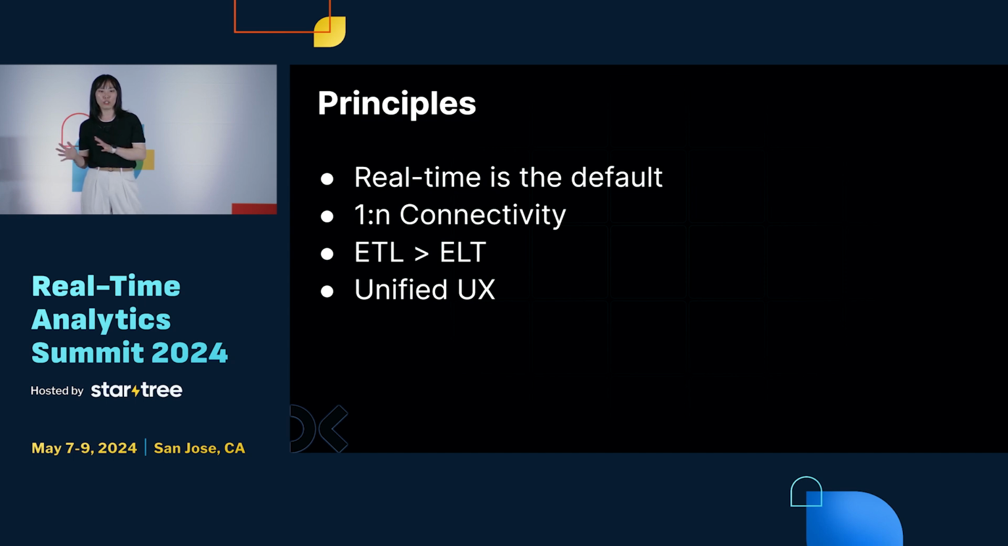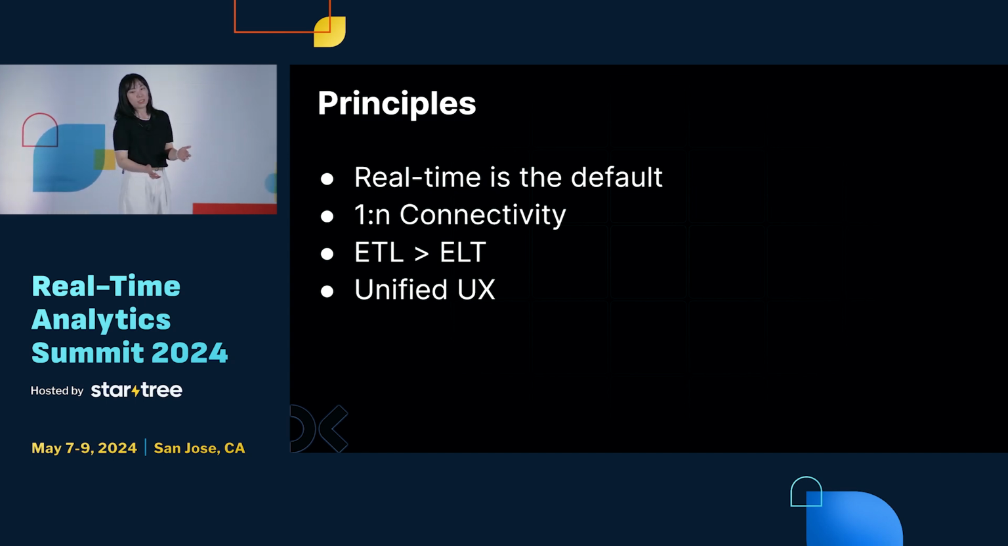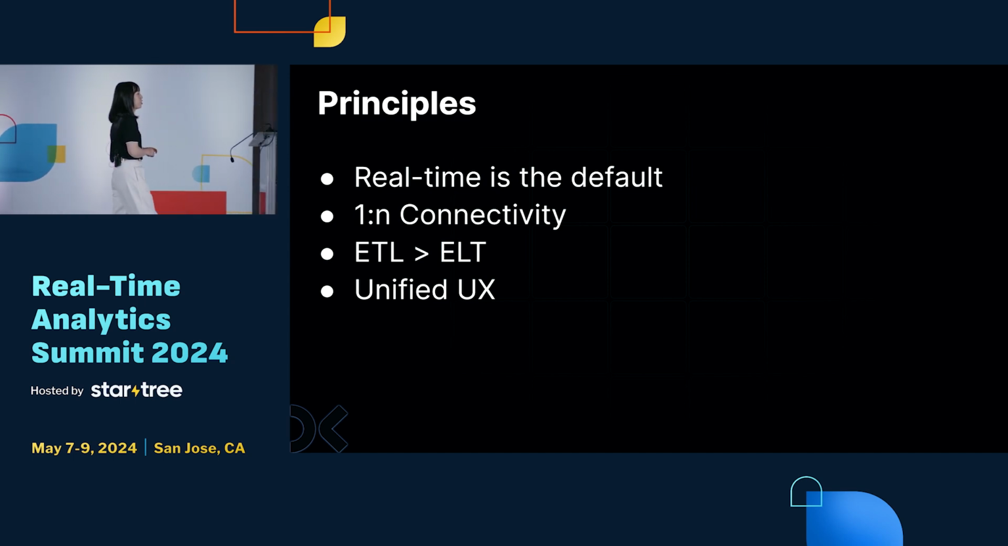And in our view, ETL is greater than ELT because it just offers more capability, and that T can be optional, and that basically becomes the ELT. So in this way, ETL is the superset of ELT. And of course, when we say unified, it's not just putting things together. We need a unified user experience. And let me show you for each line what I mean.